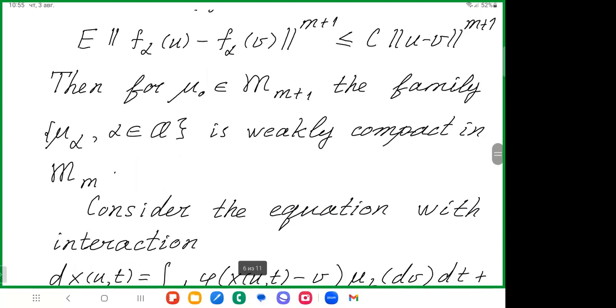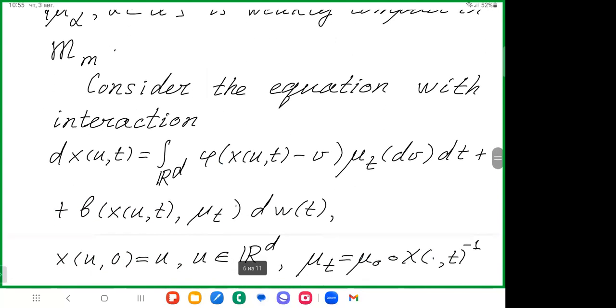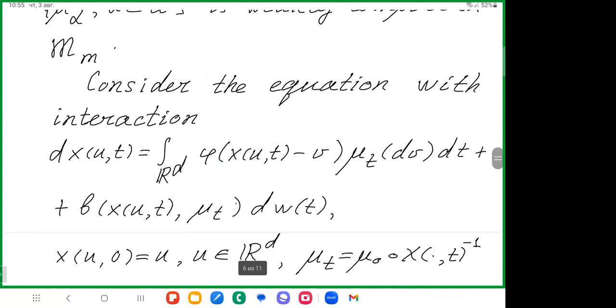Okay. Then consider the equation with interaction, and you can see the equation with double interaction. Here we have a function phi small, which is responsible for the double interaction. And as you see, we have no additional terms which will push our particles to some point or to some different points. We just have the general form of the equation with interaction. Only this one Wiener process dW, but this is written for simplicity.